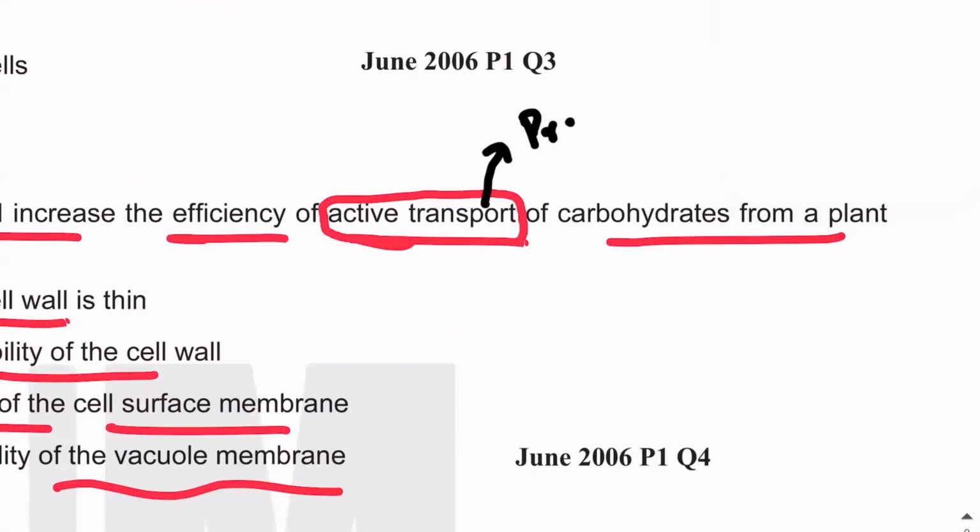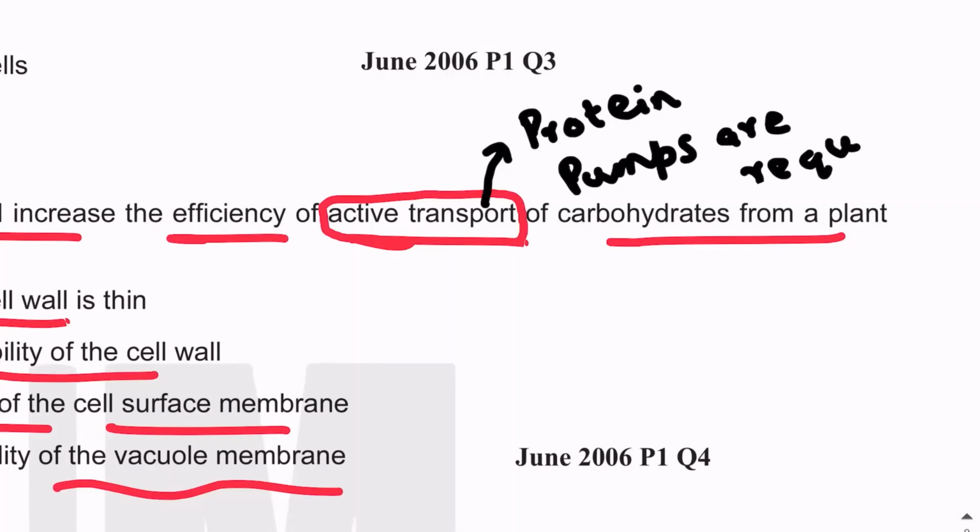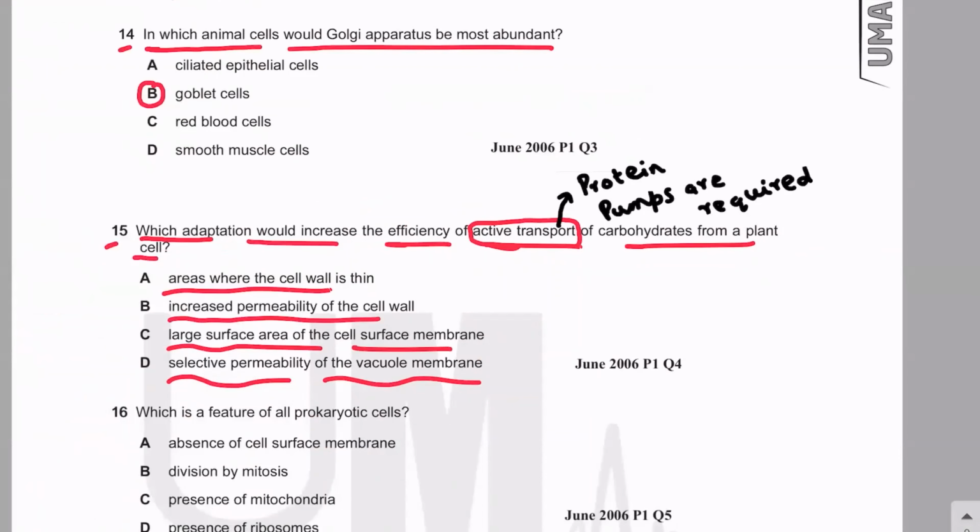Protein pumps are required for active transport, right? These are the proteins in the membrane which pump the molecules or ions from a lower concentration to higher concentration in active transport. Are you getting my point? And these protein pumps are found in the membrane, in the cell surface membrane.